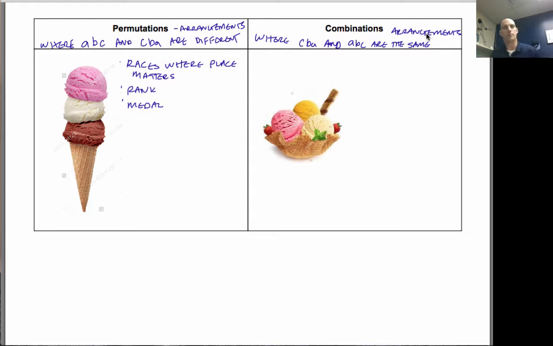So I put a bowl here because you've got everything inside the bowl and you're not restricted. Like I can eat from here or there. They all kind of mix together.